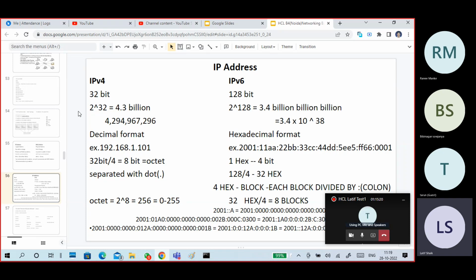Okay. So we'll come back to what IPv4 or IPv6 is. Again, guys, IPv4 is 32-bit in binary. 2 to the power of 32 is 4.3 billion IP addresses. Look at only the IPv4 side, okay? 4.3 billion IP addresses. 1 billion is equal to 100 crore. So the original number is 4294, like this.